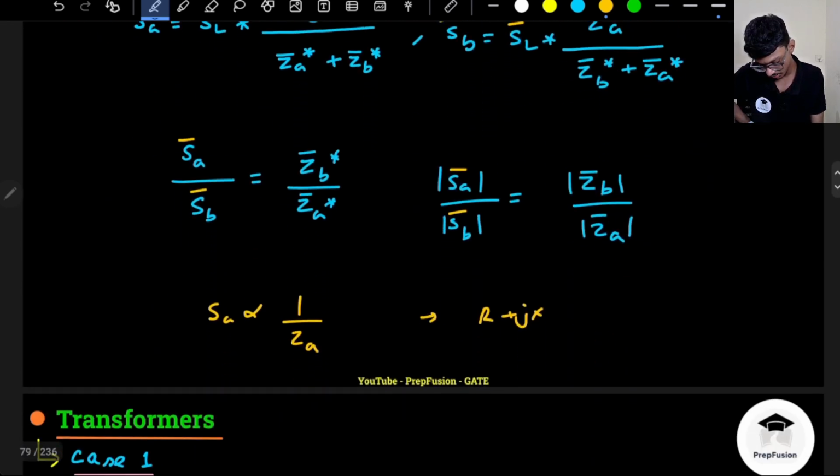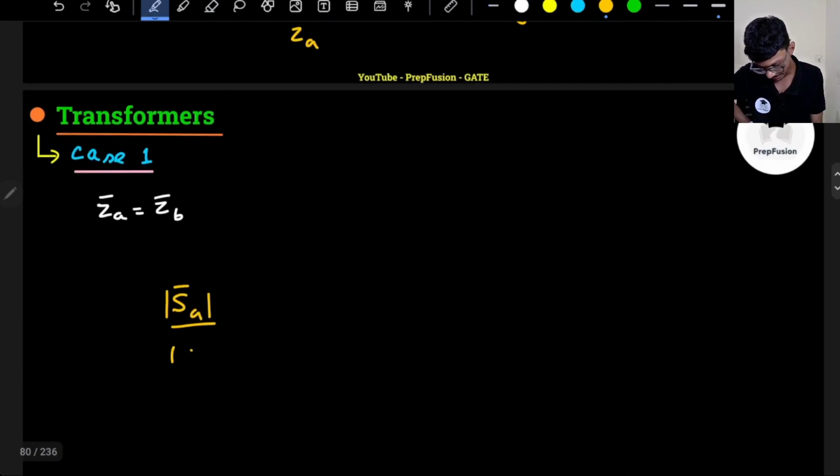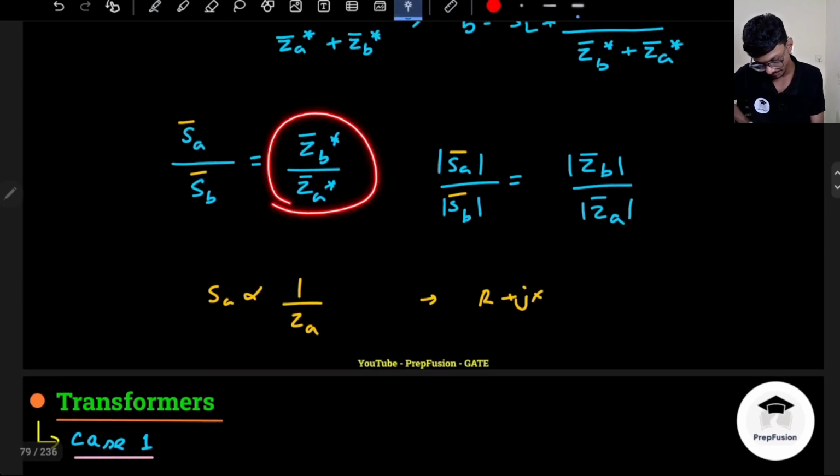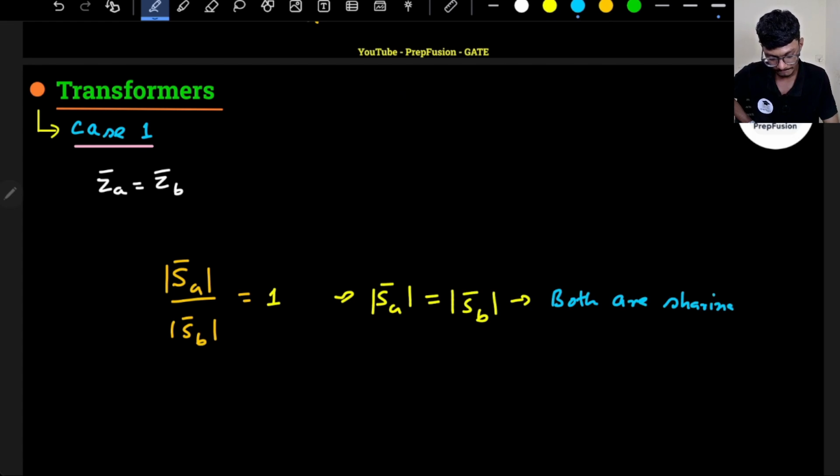Okay, so if both are equal, this will be SB into SA by SB, that will be equal to 1, because the magnitude is equal, right? So then they are sharing the load equally. So basically the magnitude of whatever apparent power is delivered by transformer A is the same as the apparent power delivered by transformer B. So what does it mean? It means that both are sharing the load equally.